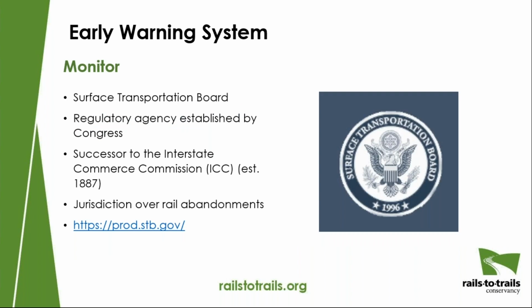So the Surface Transportation Board is a successor to the Interstate Commerce Commission. It is the regulatory agency that has jurisdiction over economic transactions of railroads, including rail abandonments. The abandonment process begins when a railroad notifies the STB of its intent to abandon a line that it owns. RTC continuously scans for these proposed abandonments so that it can alert local communities as soon as possible.